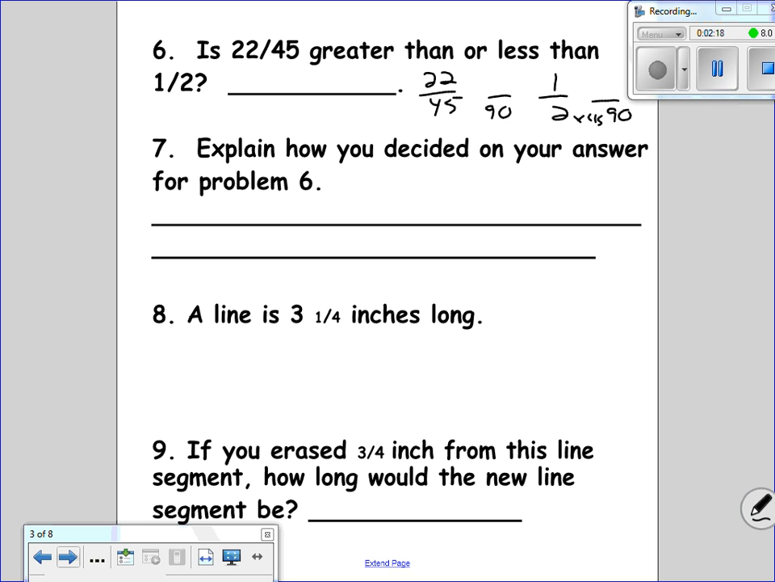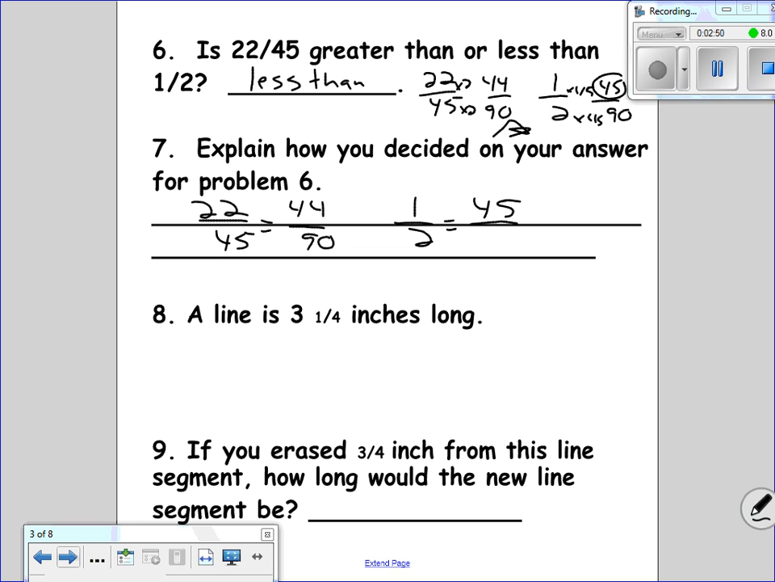Half times 45 equals 45 over 90. I'm going times 2 equals 44. 44 is smaller, so is 22 over 45 greater than or less than? It is less than. Explain how you decide on your answer. Because 22 over 45 equals 44 over 90, kids. All I'm doing is copying this up here. And half equals 45 over 90, which means half is larger.